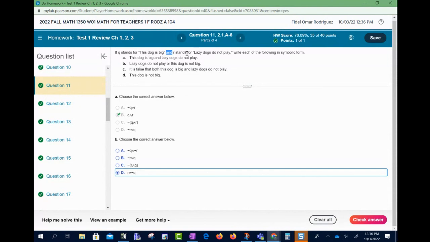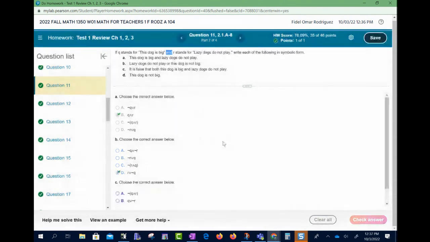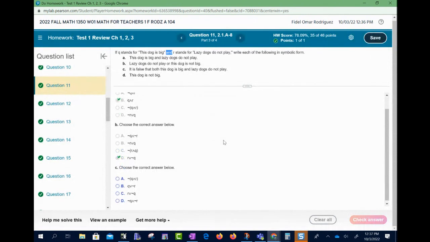Let's see. Lazy dogs do not play. That's the letter R. Or the dog is not big. Well, if Q stands for the dog is big, then not Q would be the dog is not big. So that would give me choice D, right? So I'm going to check right there. And again, all I'm doing, y'all, is looking for, is this an and statement? Is this an or statement? What does it happen to be? Okay. So look at the next one.